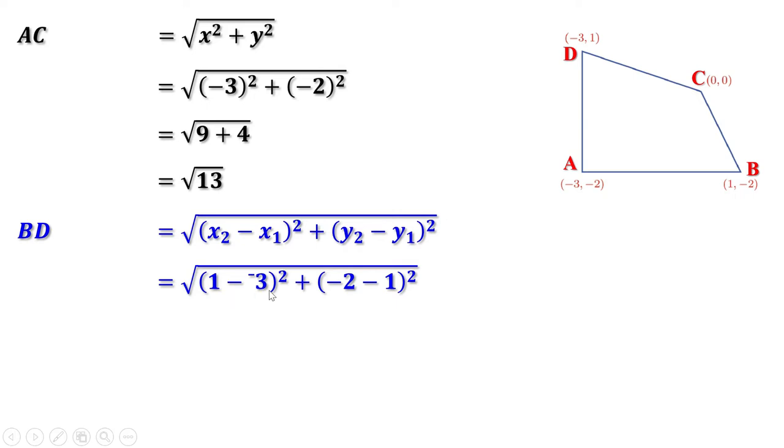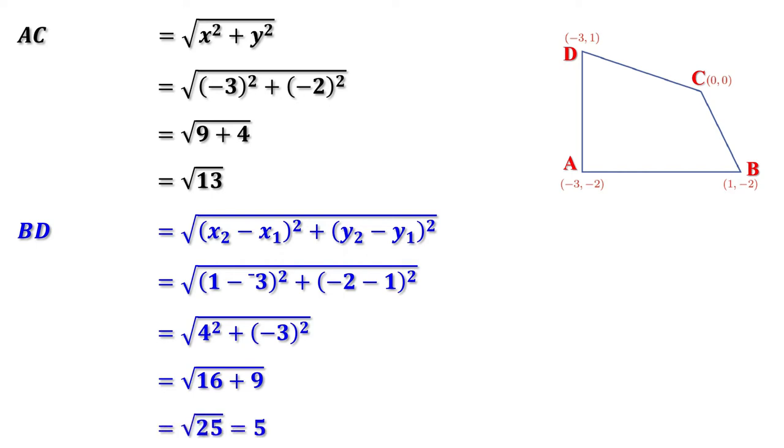1 minus -3 means 1 plus 3, or 4. -2 minus 1 is -3. So this can be written as 4 square plus -3 square. 4 square is 16 and -3 square is 9. So this can be written as the root of 16 plus 9. 16 plus 9 is 25. Therefore, this can be written as root 25, and that is equal to 5. That means the length of the diagonal BD is 5 units.